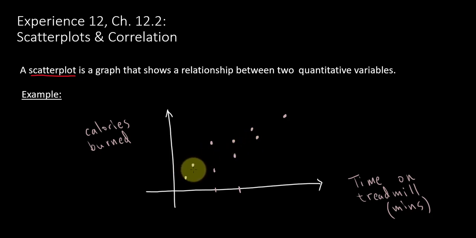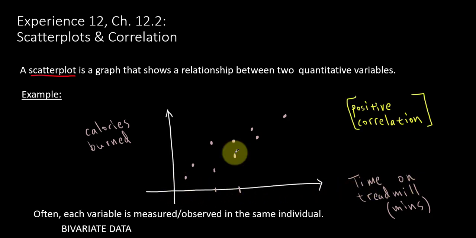These two variables are what we would call positively correlated, because as one variable increases, the other variable increases as well. So these two variables have a positive correlation.